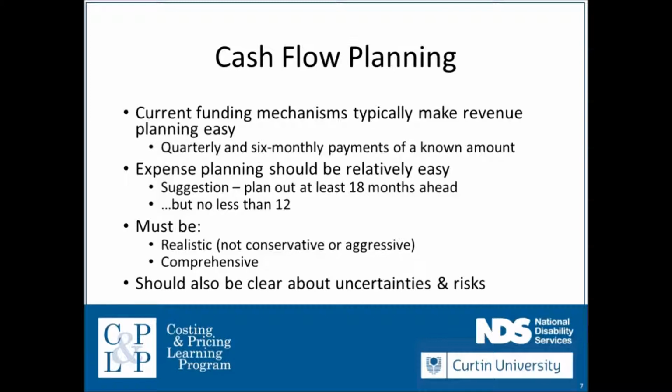So it's said in this slide that the expense planning should be relatively easy. We're looking at our expenses over that period, but incorporating our capital expenses as well, so the amount of money that's going to flow out of the organisation as a result of turning over motor vehicles, replacing IT, or other aspects of assets that need to be replaced. Certainly 18 months is the minimum, as we've said before, but certainly no less than 12 months.